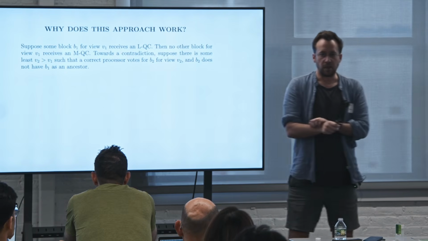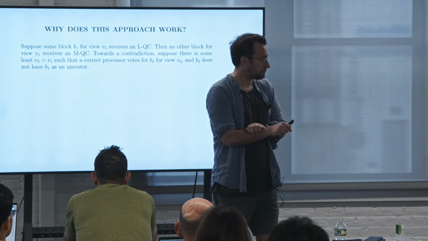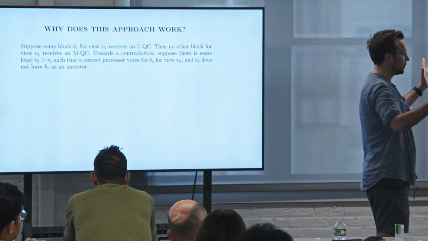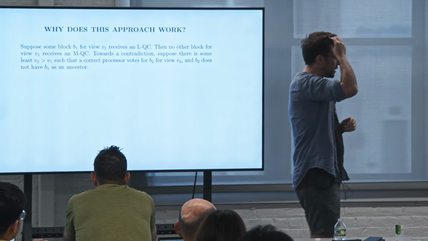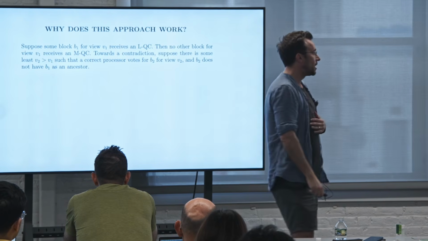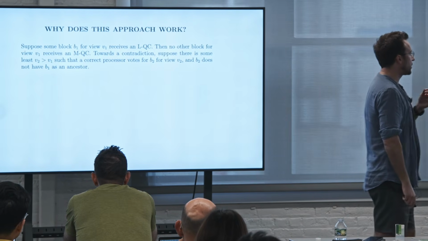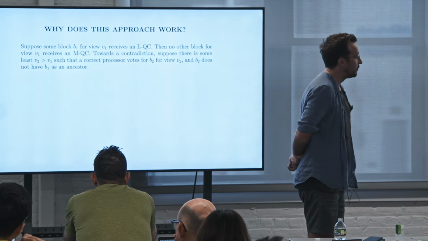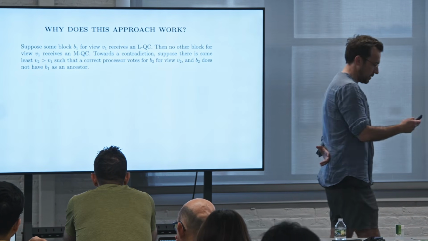Okay, so let's see why this approach works. Suppose some block B1 for view V1 receives an LQC. Then we know already that no other block for view V1 receives an MQC. So towards a contradiction, suppose there's some least V2 greater than V1, such that a correct processor votes for B2 for view V2, and B2 does not have B1 as an ancestor.